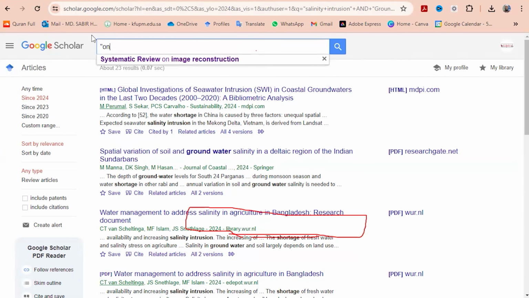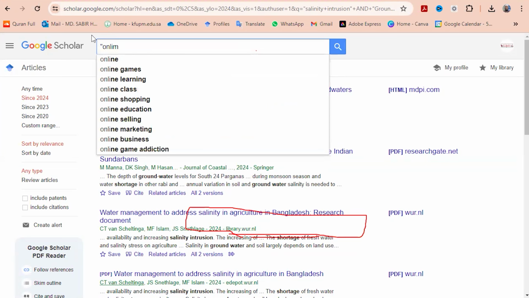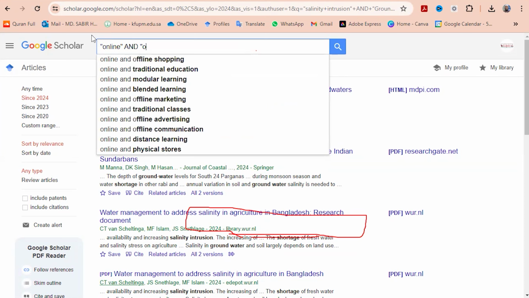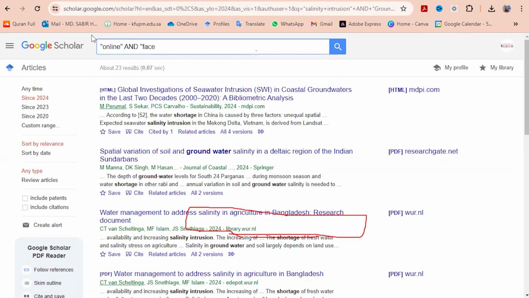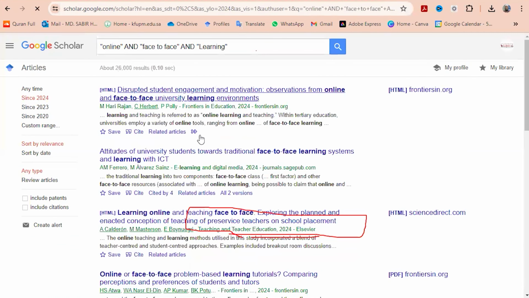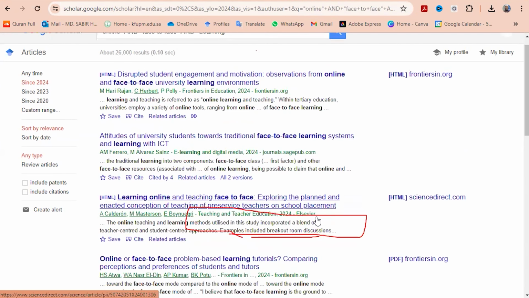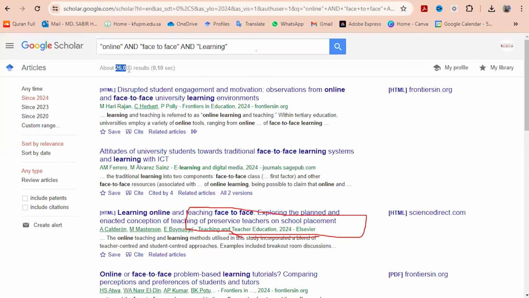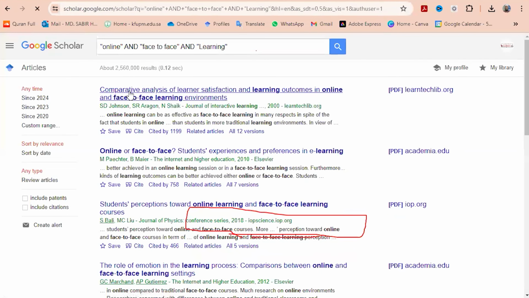Online and offline, we can say face-to-face learning. We are searching for it. I think: attitude of university students towards traditional face-to-face system and learning with ICT. I think you will find numerous research papers. I already clicked on 2024 only; if I give any time range, see the results. Did you see? Did you see?